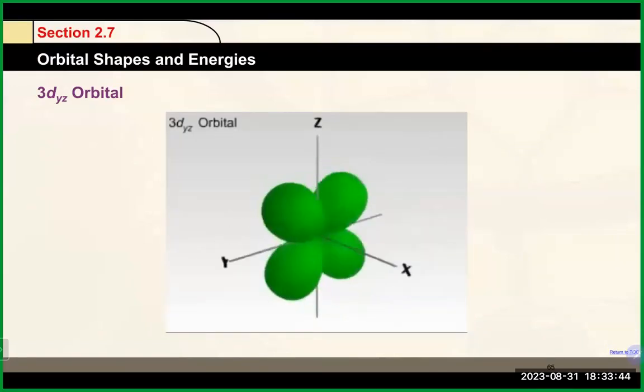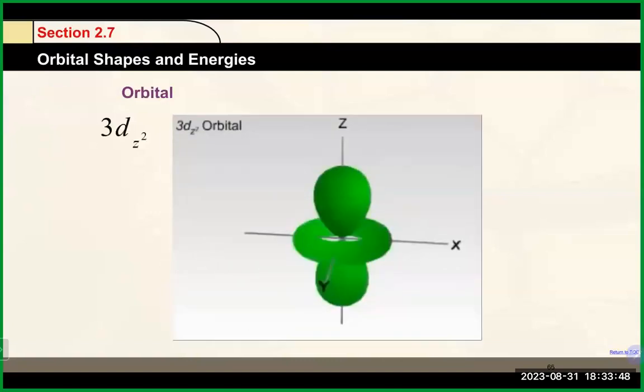The 3dyz orbital lies in the yz plane and bisects the y and z axes. This is my favorite one. It looks like a donut. Donut. There you go. All right.